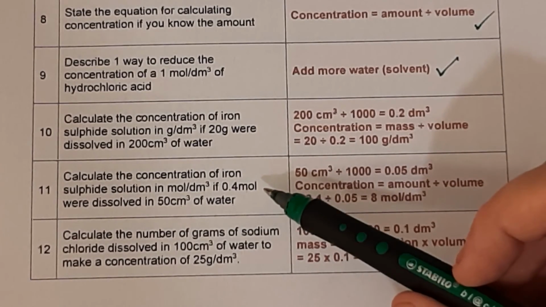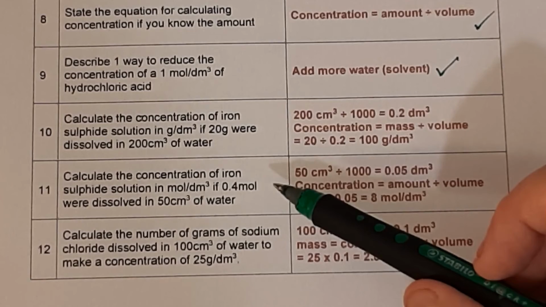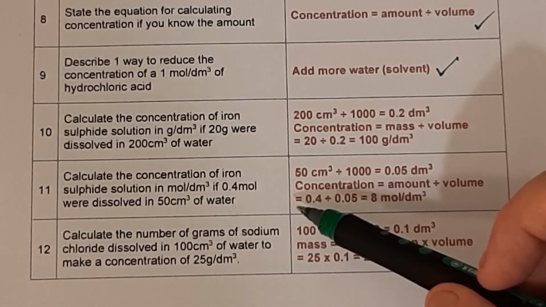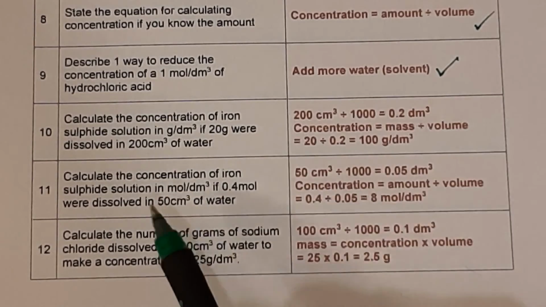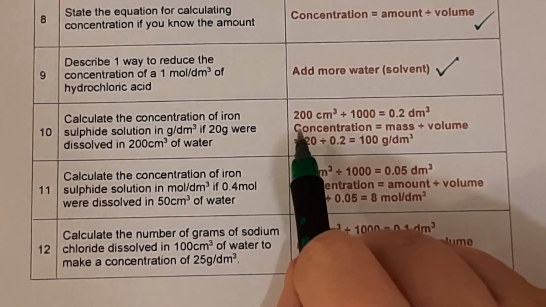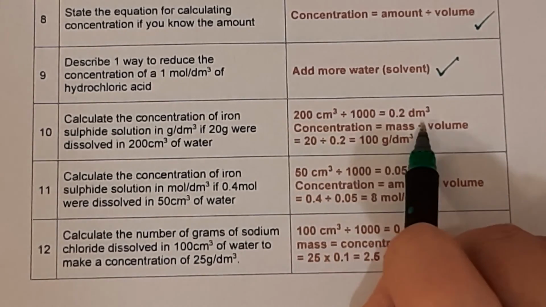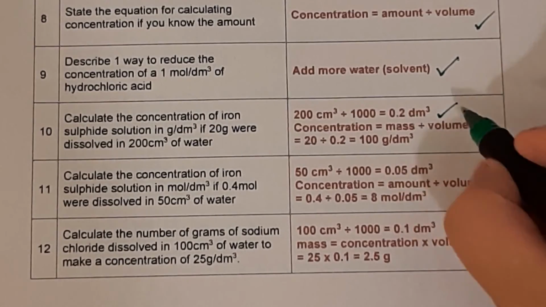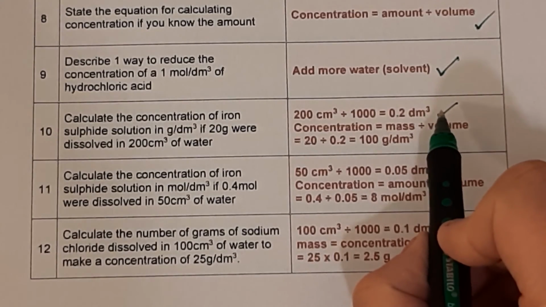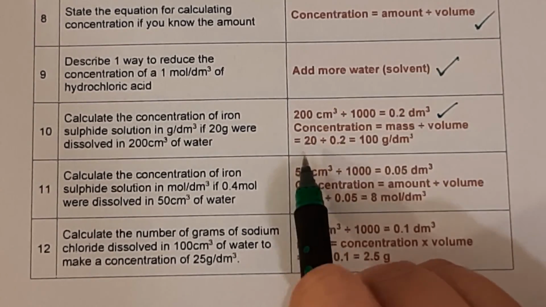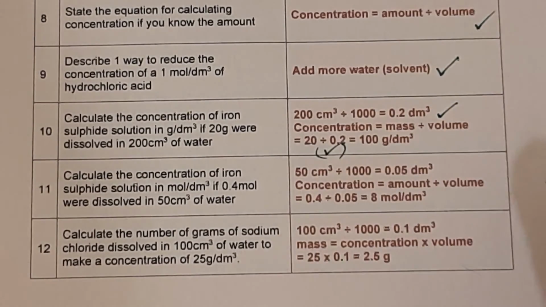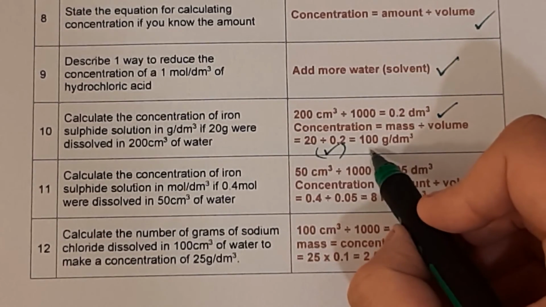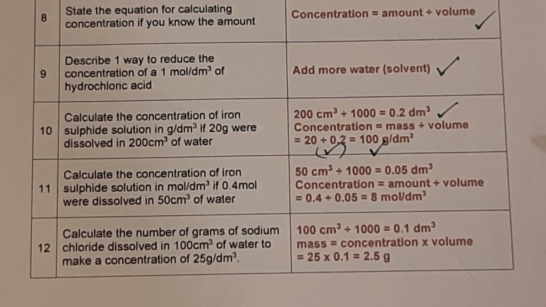Question 10. Calculate the concentration of iron sulfide solution in grams per decameter cubed if 20 grams of it were dissolved in 200 centimetres cubed of water. So again, you need to do your conversions. So 200 centimetres cubed divided by 1,000 gives you 0.2 decameters cubed. There's 2 marks again available for this. So if you haven't written this out, but you have written 20 divided by 0.2, then you can have the mark for this part instead. And you get the final mark, the second mark, for writing 100 as your answer. So that's out of 2.